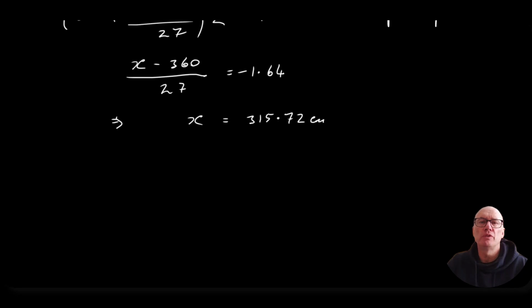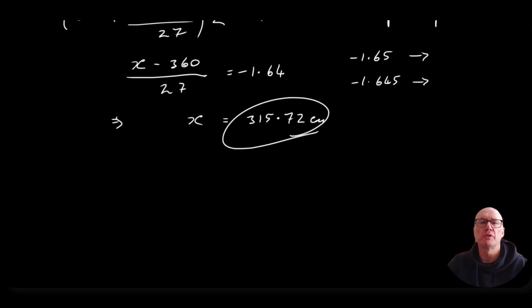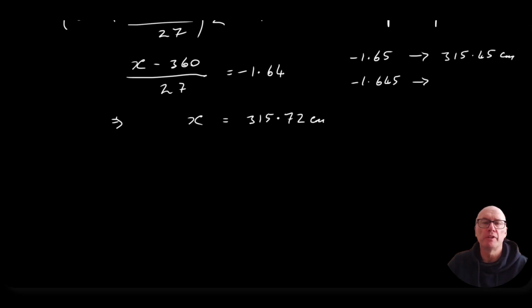If you used minus 1.65 or minus 1.645, I'll just give you those heights. They're almost the same as this one anyway. Minus 1.65 would give 315.45 centimeters, and minus 1.645 would give you 315.585 centimeters. All three should be acceptable in the exam.